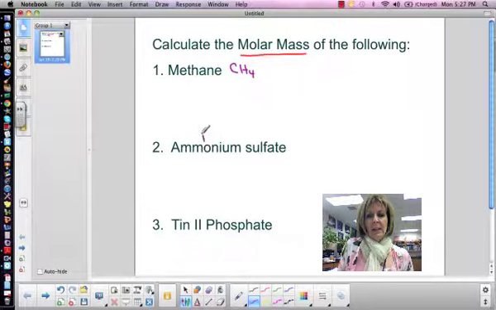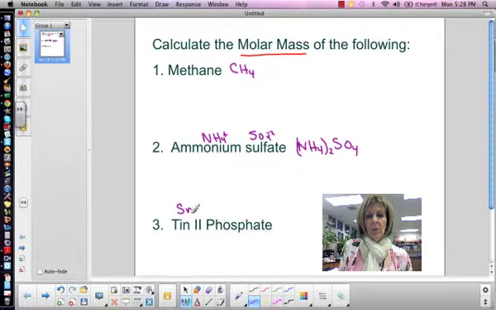Ammonium sulfate. So ammonium is NH4 plus, sulfate is SO4 minus 2, and so ammonium sulfate is going to be (NH4)2SO4, because I need 2 of the ammoniums.